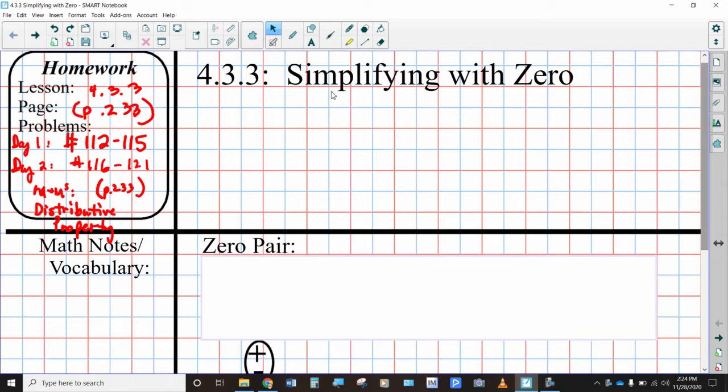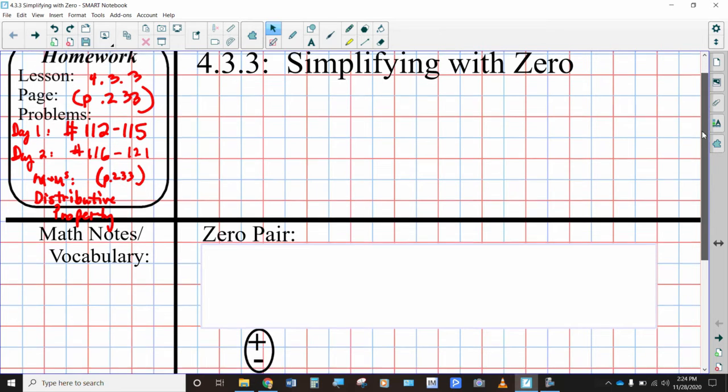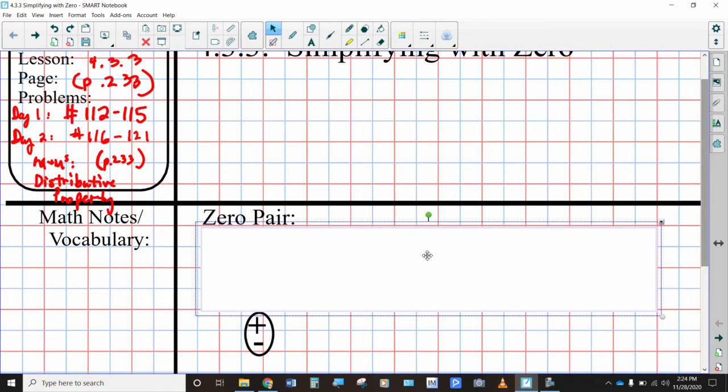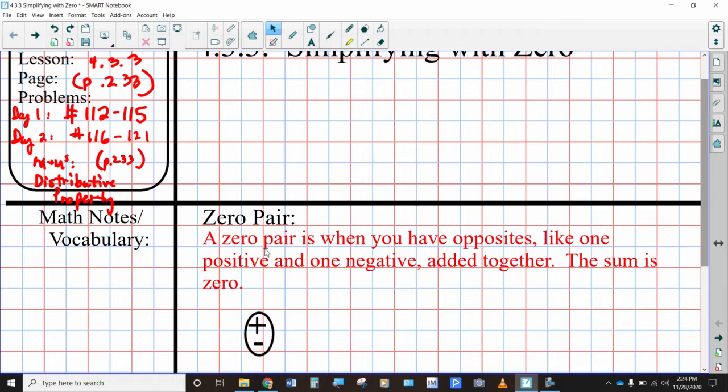So we were introduced to zero pairs when we were talking about how to add integers together. And the same principles apply when we're adding algebraic terms together. So first off, the zero pair is what you have when you have opposites that are added together. So one positive and one negative. You see right here, there's an illustration using the integer tiles. This is considered a zero pair.